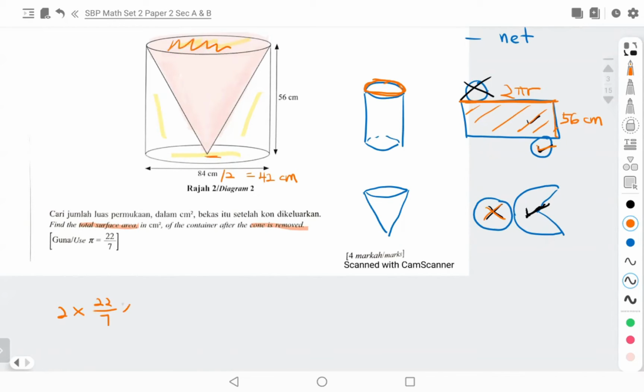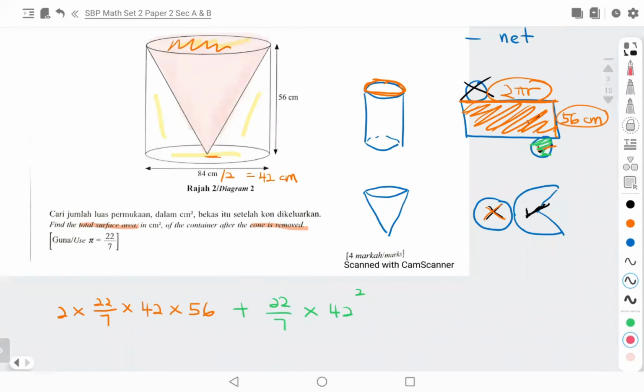2 pi r times 56. Area of the rectangular shape, length times width. So if you substitute here, it will be the circumference multiplied with the height of the cylinder. Okay, then plus, next we go to the circle here. Area of circle, pi r square.